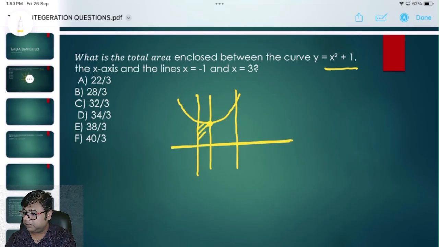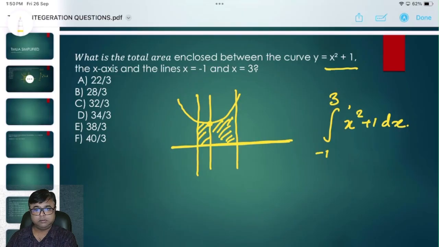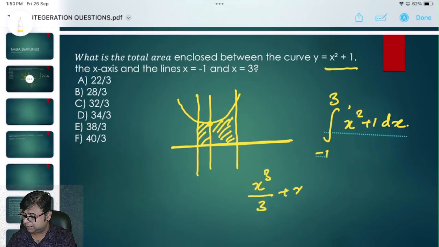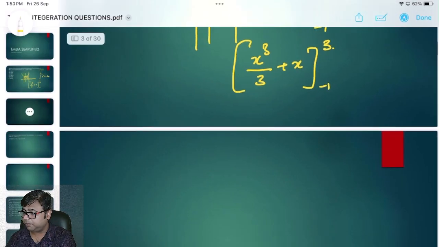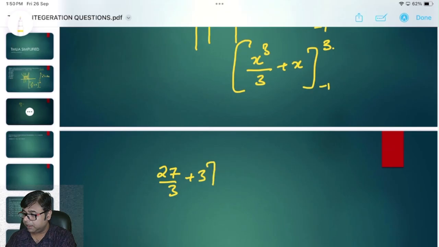So if you look at the area, this is the area. So it is nothing but I'm integrating the function from minus 1 to 3. So minus 1 to 3, integrate the function x square plus 1 dx. Now integrating it, I'll get x to the power 3 by 3 plus x. Lower limit is minus 1. Upper limit is 3. So as I've covered in the definite integration, I'll first put the upper limit, which will give me 27 by 3 plus 3, and I'll subtract from it minus 1 by 3 minus 1.